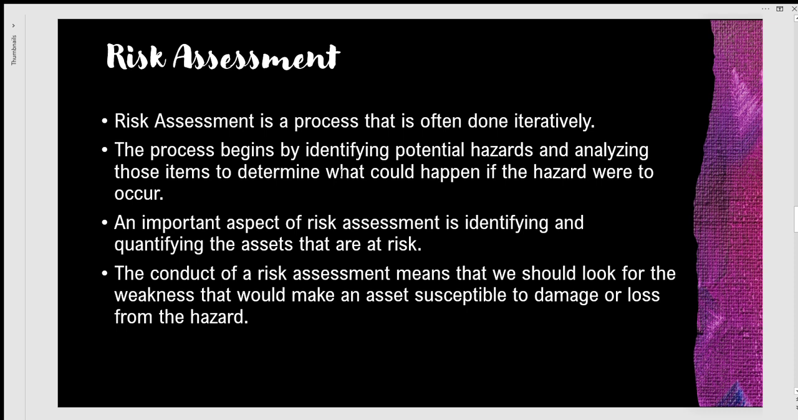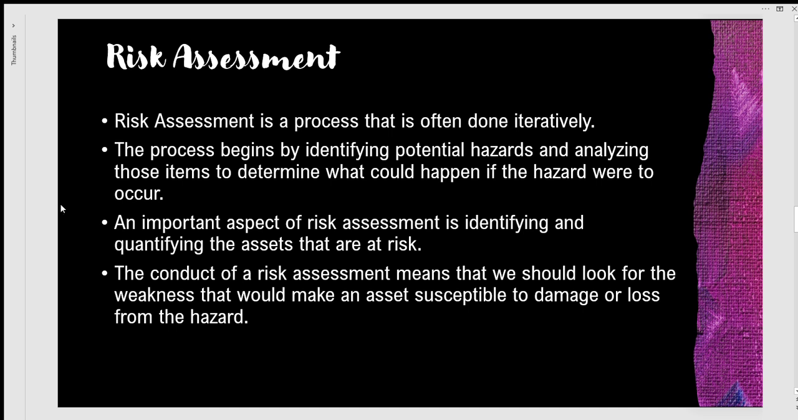The process begins by identifying potential hazards and analyzing those items to determine what could happen if the hazard were to occur. So, nagsisimula siya by identifying the hazards or yung panganib. Then, with that information, i-analyze natin yon para malaman natin kung anong pwedeng mangyari or yung possible outcome na mangyayari if nangyari na yung hazard na sinasabi natin.